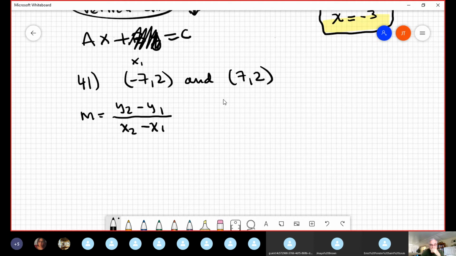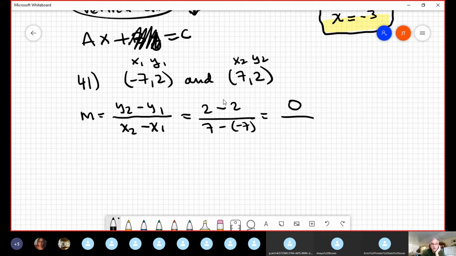I call x1, y1, x2, y2. Y2 is 2, y1 is 2, x2 is 7, x1 is -7, so minus -7. The top is 0. Wow, it's 0 on the top, regardless. What is the value on the bottom? 7 plus 7, get 14. So what is the answer? 0 divided by any number. What is the answer? 0.